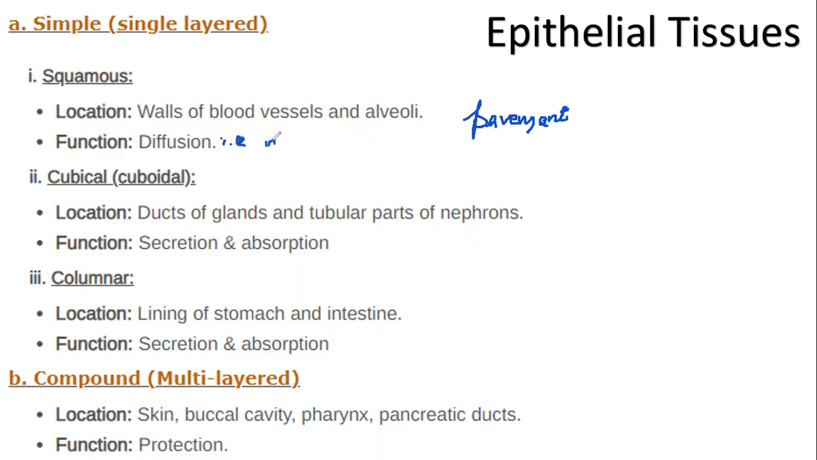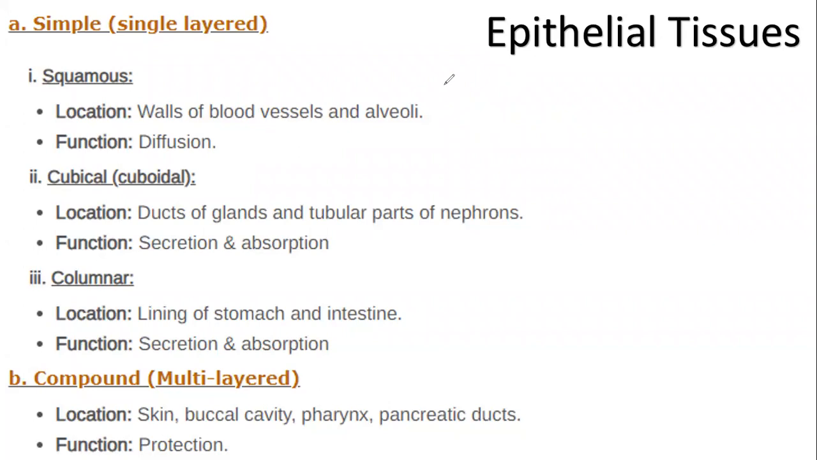They are found in alveoli, so from that itself we can derive one function, that is diffusion, that is gaseous exchange. Then protection, then excretion and secretion of certain serous fluid and all is the function of squamous epithelium.